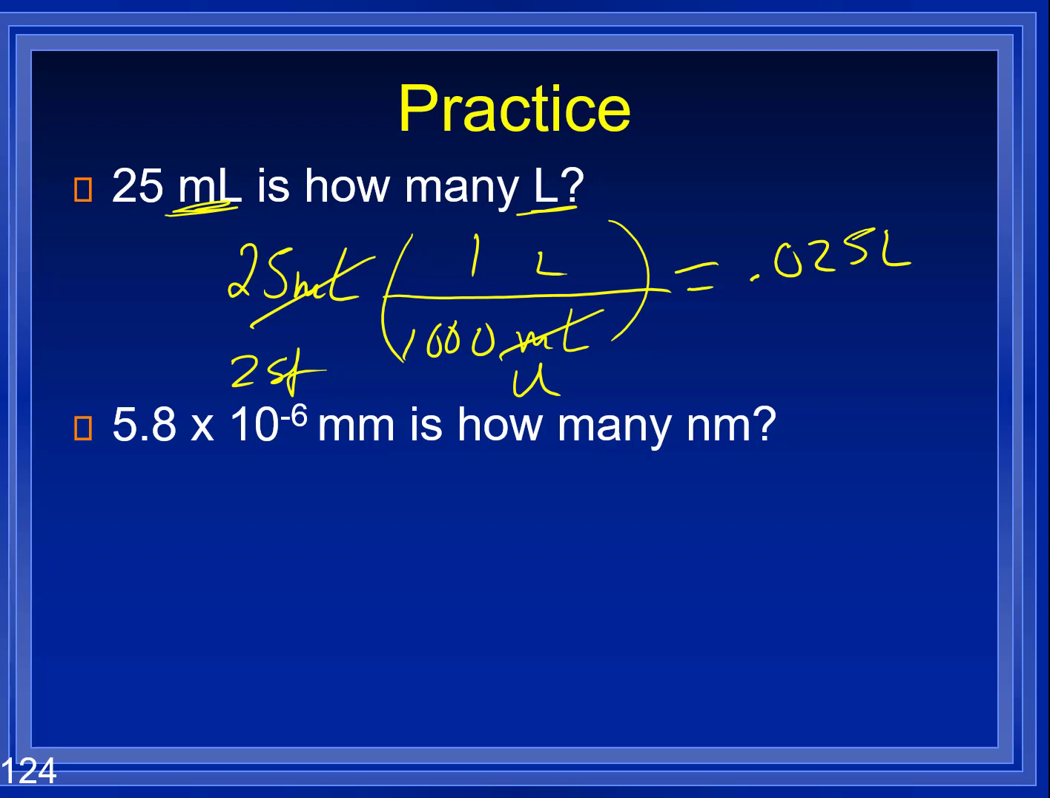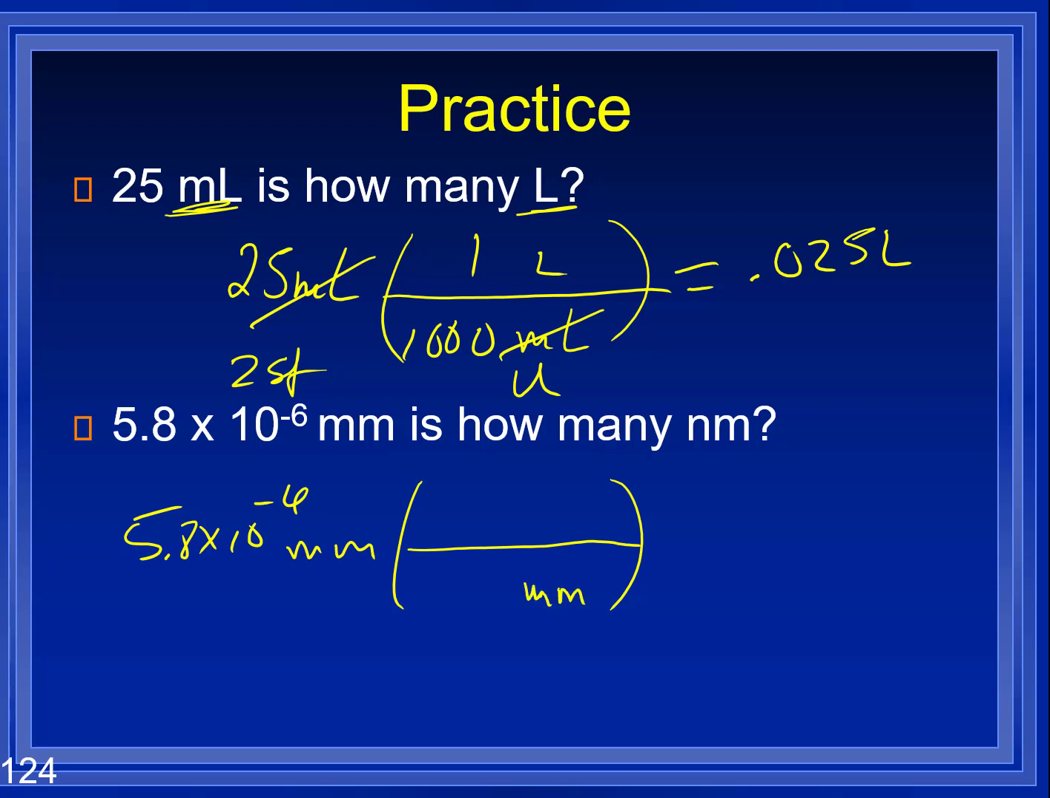All right? Okay. So next one, 5.8 times 10 to the minus 6 millimeters. And that's a tiny number. So since it's a tiny number, it doesn't make sense to say it in millimeters. Instead, I want to say it in nanometers. Okay. So what unit do I want to get rid of? The one I have, millimeters. What they gave me is what I want to get rid of. It's got to go down there.